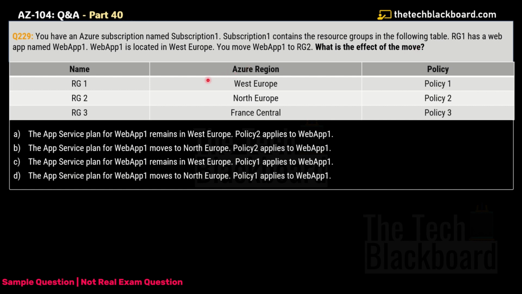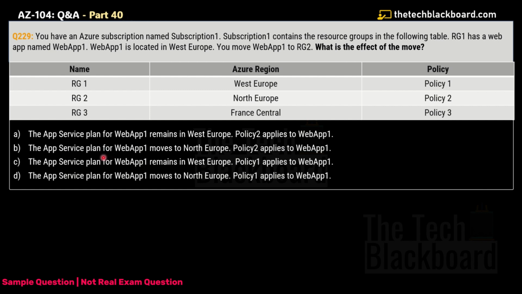So what essentially are we doing? Well, we are moving the web application, which is residing in RG1, to RG2, which is residing in another Azure region, North Europe. And here you can also observe the policies that are governing the various resource groups. So what are the options given? Let's read them out. Option A: the app service plan for Web App 1 remains in West Europe and Policy 2 applies to Web App 1.